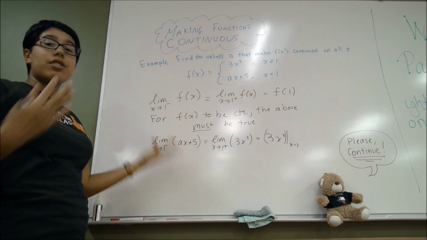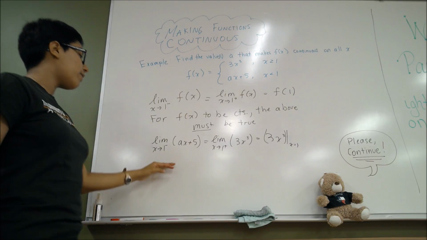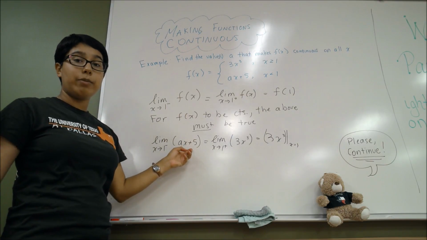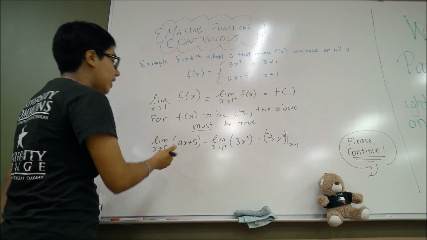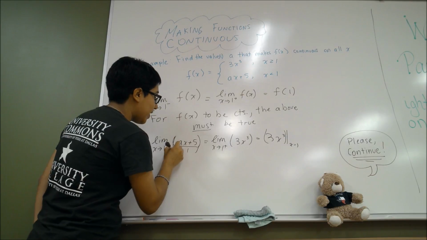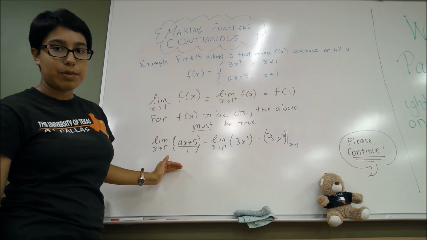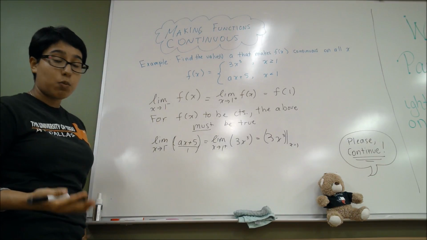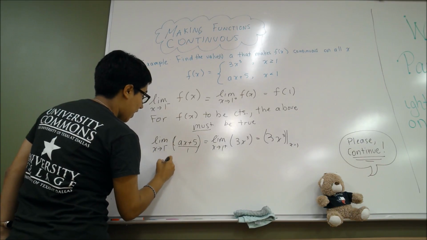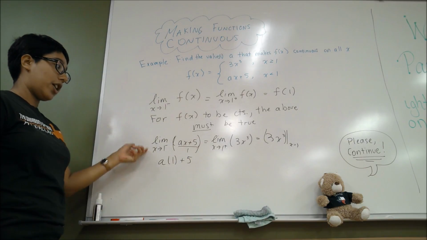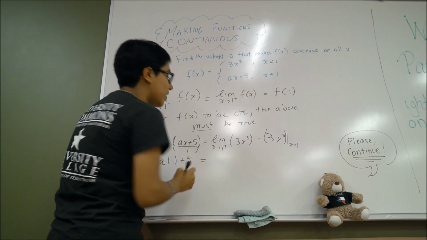Now let's solve these problems. Going from this side, because this is a polynomial and technically it's a number over 1, we can solve this limit by direct substitution. There's no problem in doing that. So let's plug in 1 to this equation. So a of 1 plus 5, and that is correct. All right, now let's move on to the next part.